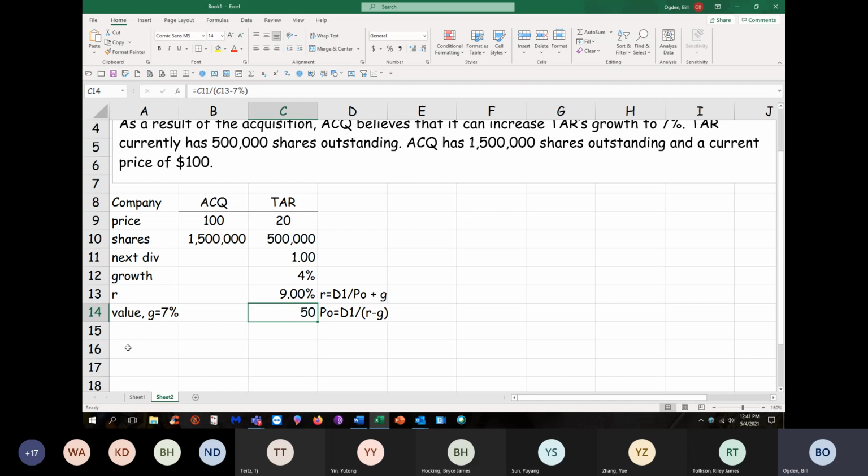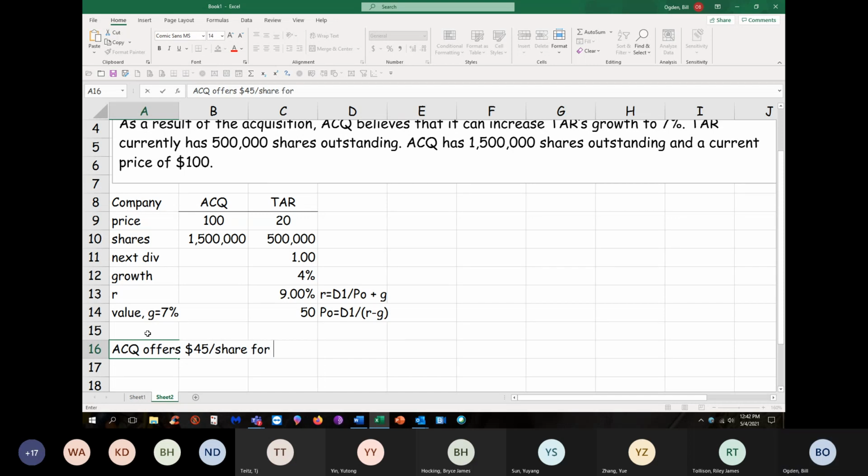So now let's analyze the merger. And okay, it's worth 50. They would be well served not to offer $50. So let's just say they offer, and in my example, you could put any number you want in there. But I said, let's make sure it happens. So we're going to offer 45. So let's start out with a cash offer, and ACQ offers shares of TAR. All right.